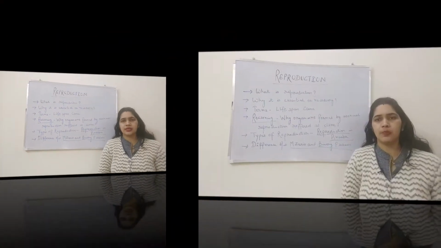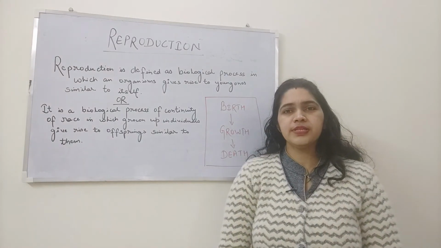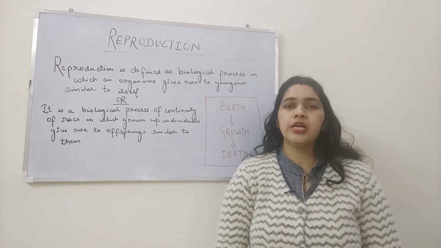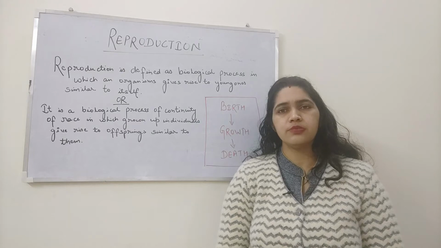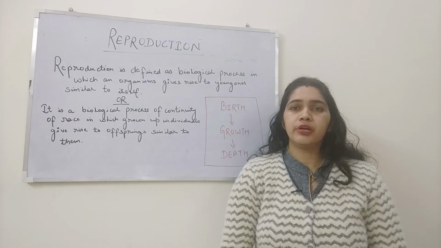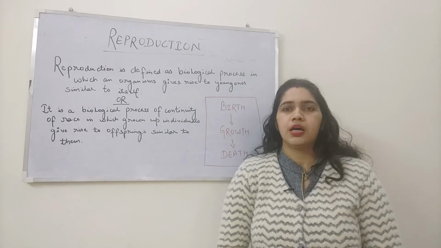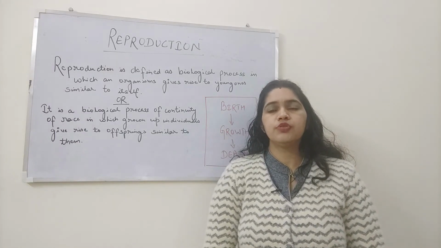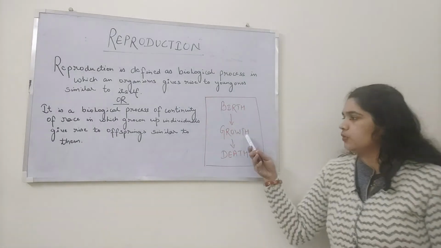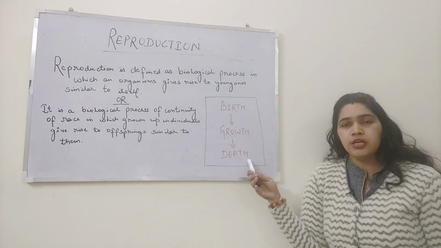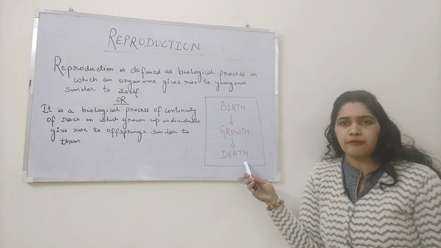So let's start the topic. All of us are aware of the term reproduction. Reproduction is the biological process where an organism produces young ones which are similar to itself. On this earth, every organism took birth, grow, mature and then die, which is the ultimate truth for every organism.